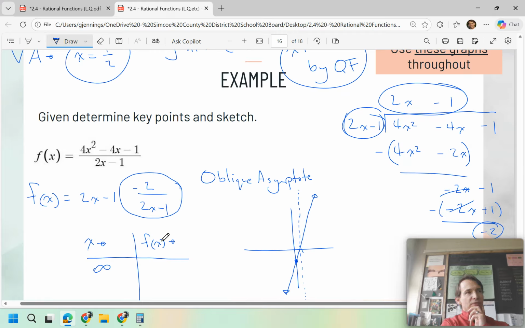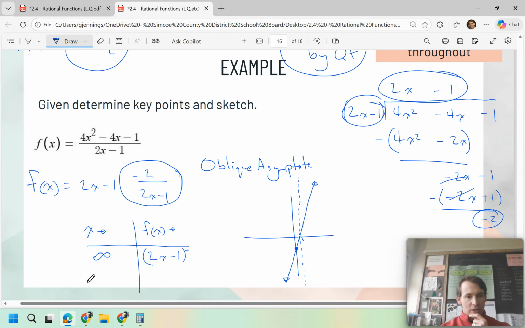Very small number. What flavor of very small number? Positive or negative? It's going to be a negative very small number. Good. So f of x is approaching 2x minus 1 from the negative side. And then as x approaches negative infinity, this is going to be a very, very small but yet positive number. So we will be ever so slightly above that line. So we are approaching 2x minus 1 on the positive side.